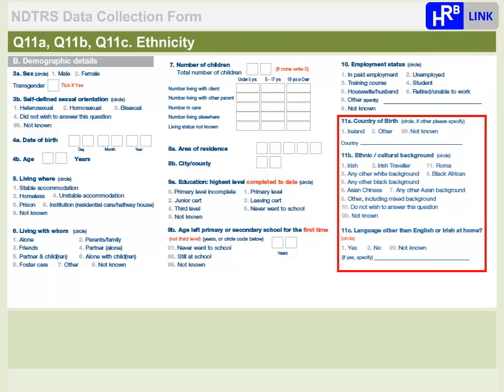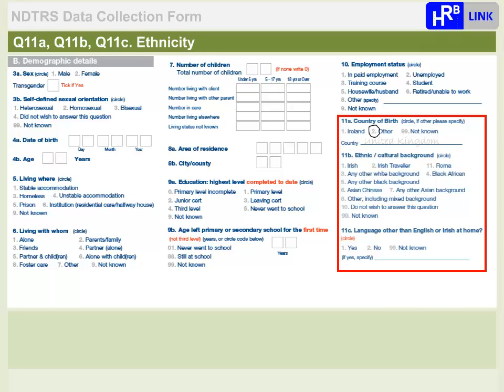Question 11a, Country of Birth, 11b, Ethnic Cultural Background, and 11c, Language other than English or Irish at home. These fields replace the nationality and ethnic background on the previous form so that the NDTRS form reflects the ethnicity questions asked by the Central Statistics Office, or CSO.